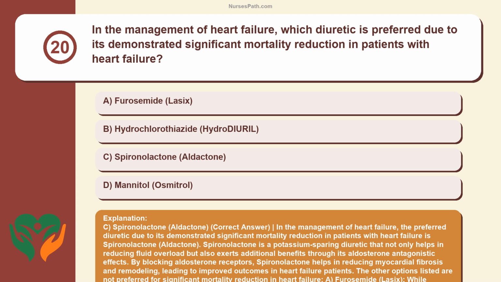In pediatric nursing practice, understanding the rationale behind choosing specific medications for conditions like heart failure is crucial for providing safe and effective care to pediatric patients. It is essential to be aware of the pharmacological properties of diuretics and their impact on pediatric patients with heart failure to optimize treatment outcomes and minimize adverse effects.